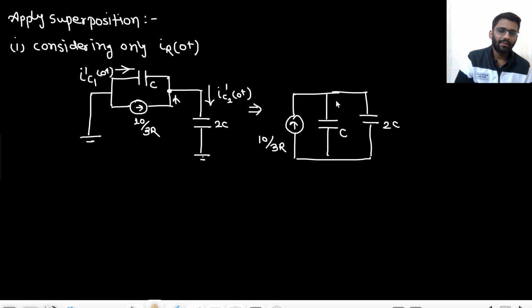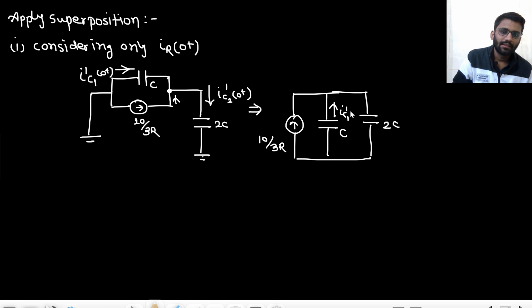Now in this circuit, how should I make I dash C1 0 plus? Like this or like this? A or B? B, right? Why? See, this 10 by 3R current is flowing that way. This 10 by 3R current will be flowing that way. But the IC1 dash is coming in the other direction, right? So this is your IC1 dash.